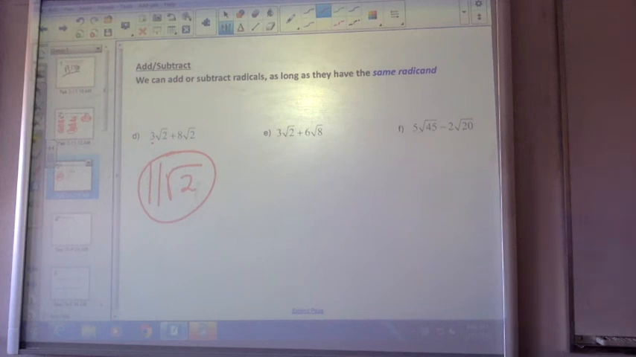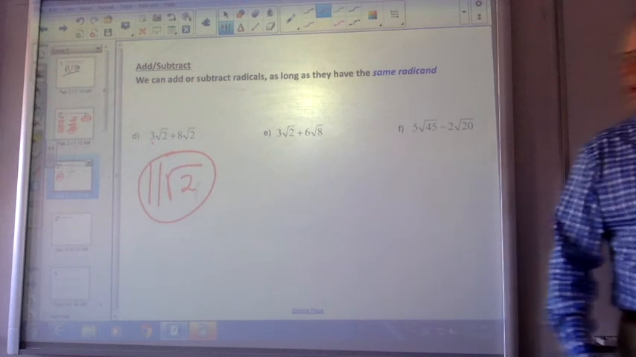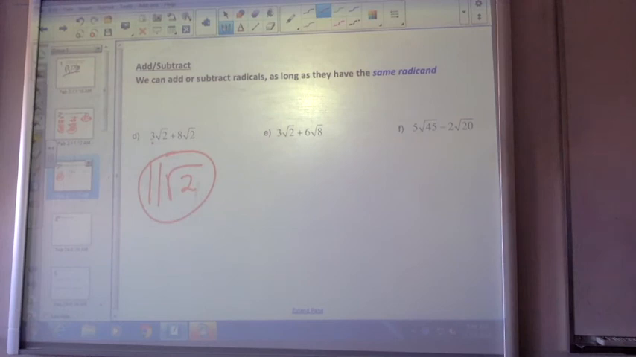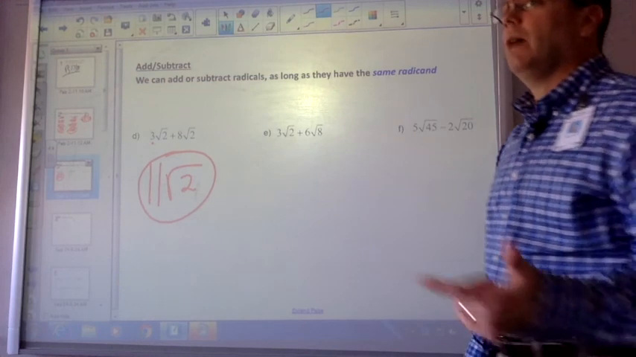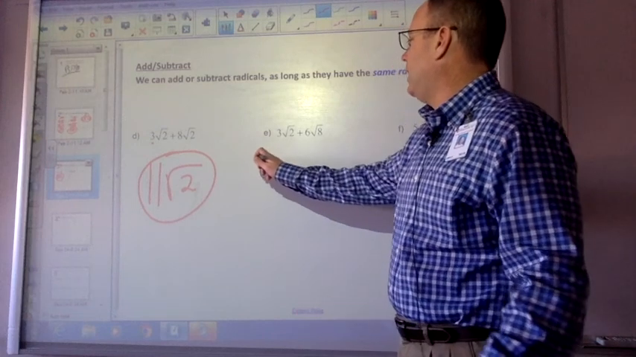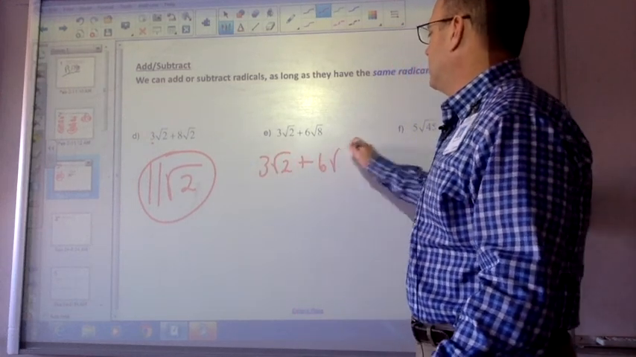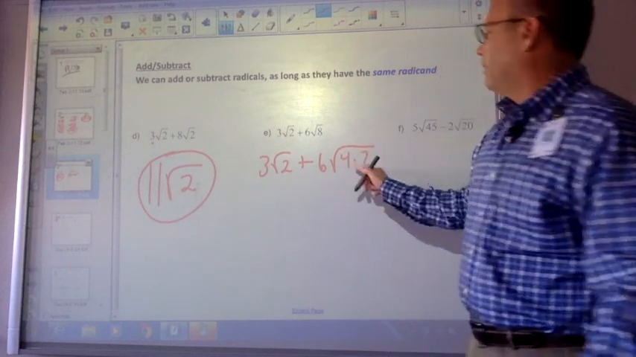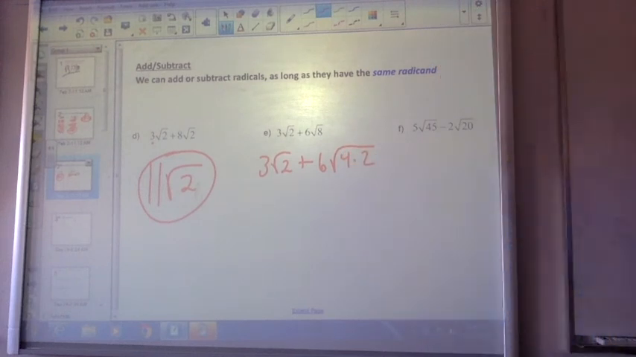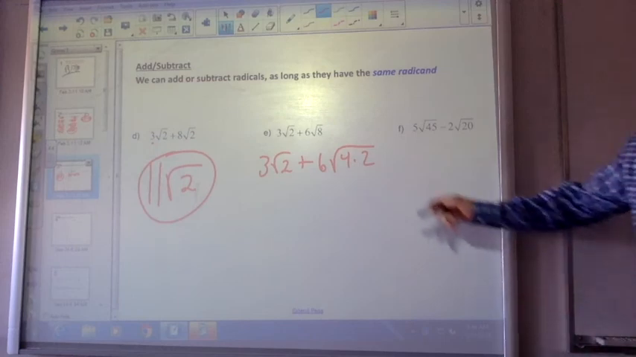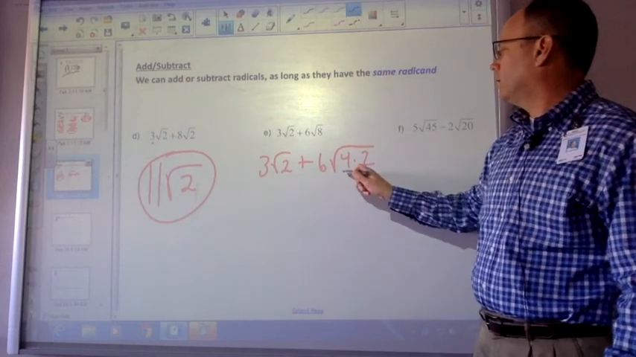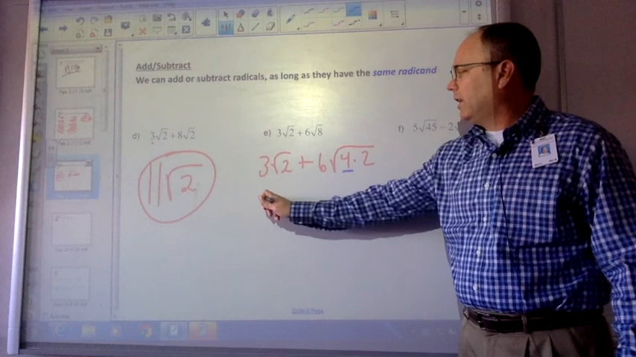Okay? Letter E, I can't add them together as they sit, but can I break 8 down into a perfect square times something else? 2 times 2 is 4, times 2 is 8, so I get 3 root 2 plus 6 times the square root of 4 times 2. 4 is our perfect square. 4 times 2 is 8. So what is the square root of 4? 2. So I'm going to rewrite this just to bring it down.